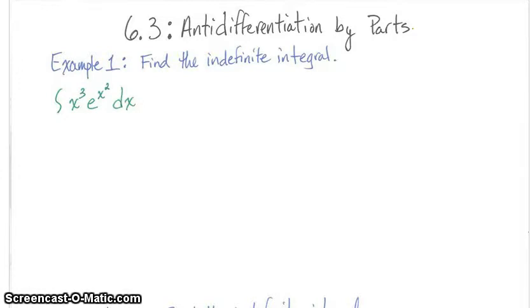Today we're in Chapter 6, Section 3, and this is Antidifferentiation by Parts, where we're first going to look at our example 1. We're going to find the indefinite integral. So first, let's think about what could we do to better substitute so that this would look a little bit prettier. Take a moment, think about it.